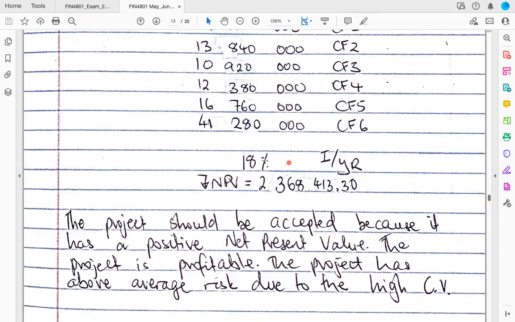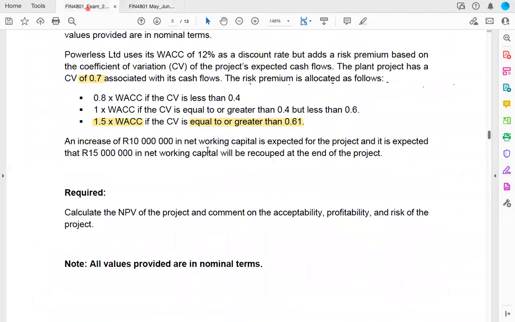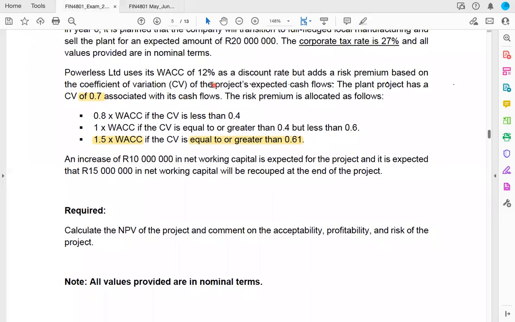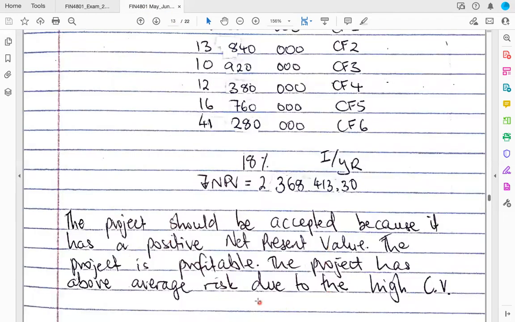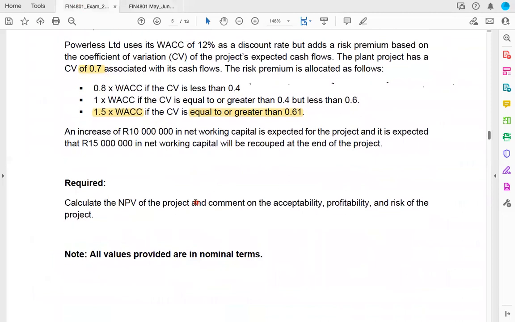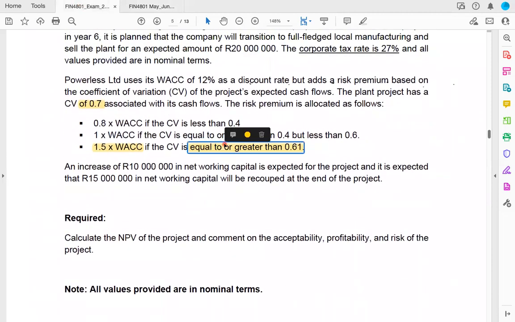And then we adjusted our discount rate by multiplying it by 1.5. So we had a higher discount rate than the WACC, which means that this is an above average risk project. Remember, the higher your discount rate, the riskier the project. And the lower the discount rate, the less risky the project. So that brings us to an end of this capital budgeting question.